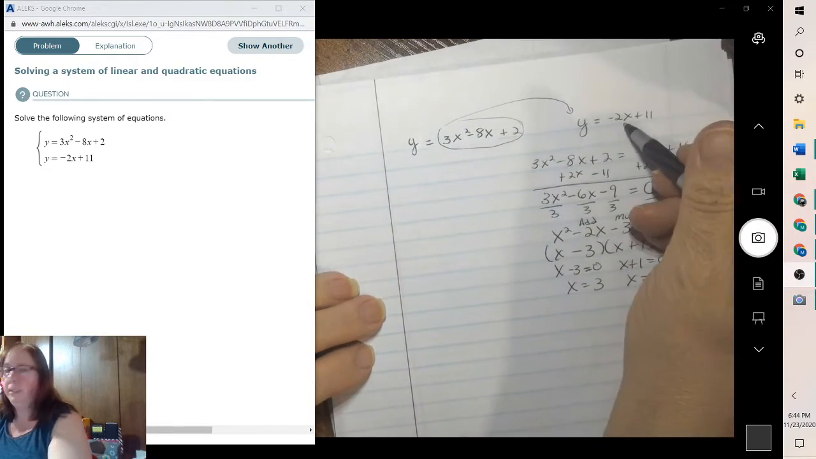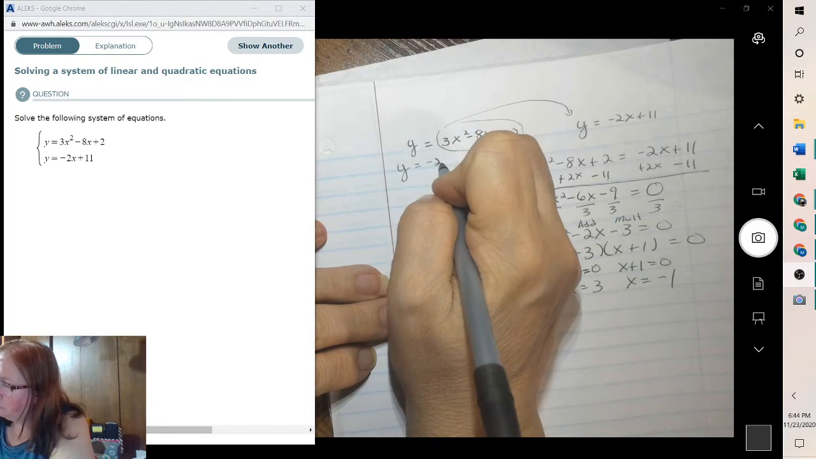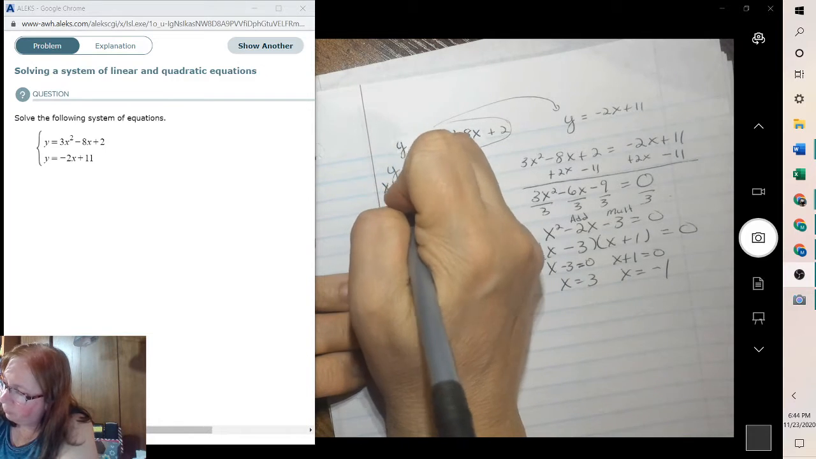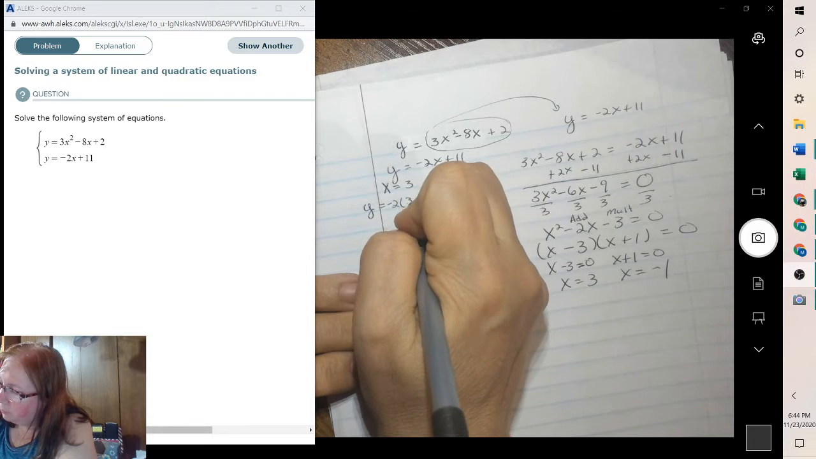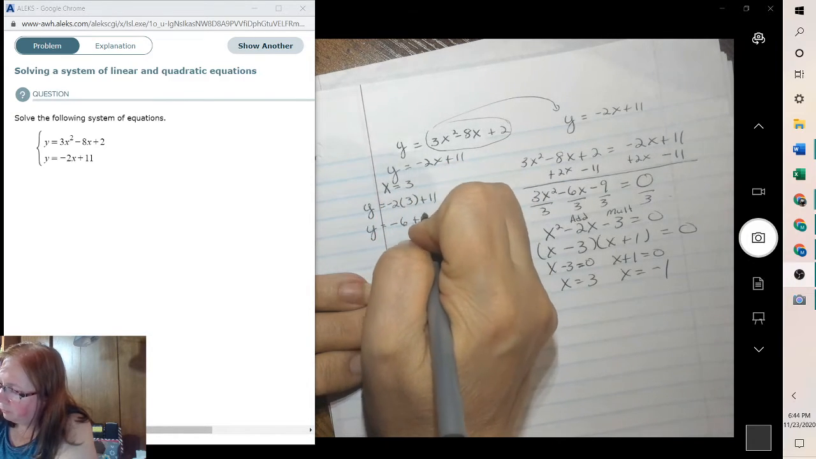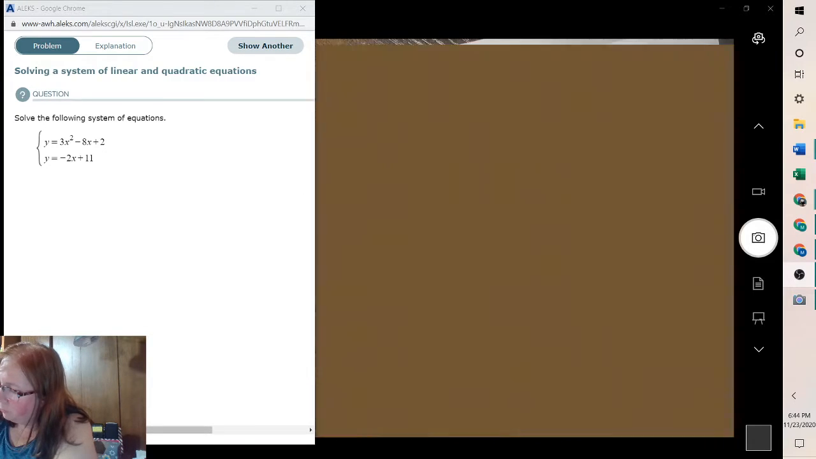And it's easier to plug into this one. Y equals a negative 2x plus 11. So for the first one, x equals 3. Y equals a negative 2 times 3 plus 11. Negative 6 plus 11 is 5. So our point is 3, 5.